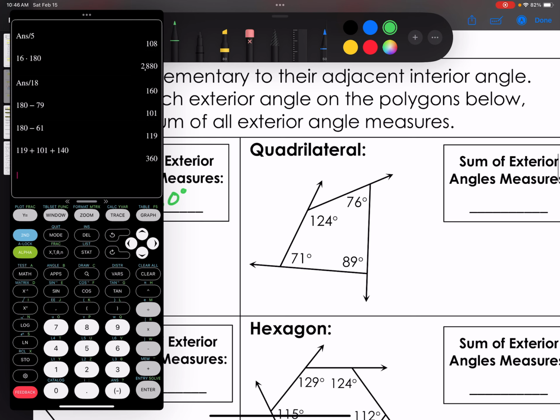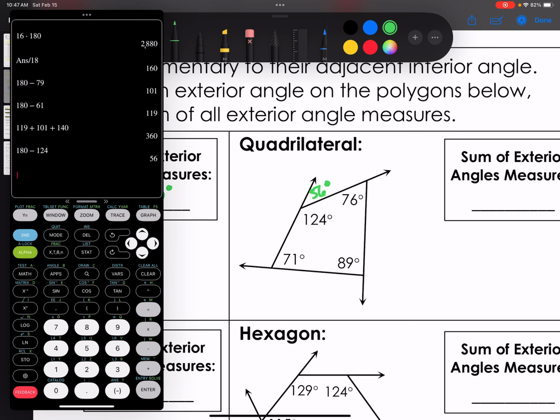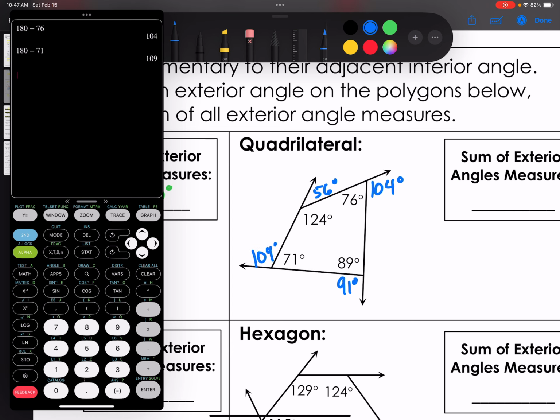Let's try it. Okay, so 180 minus 124 gives me 56 here. 180, or actually let me change to blue. We've got 56 here. 180 minus 76 gives me 104. 180 minus 89 is going to be 91. 180 minus 71 is equal to 109. Okay, so now just like before, we're going to add all of our exteriors.